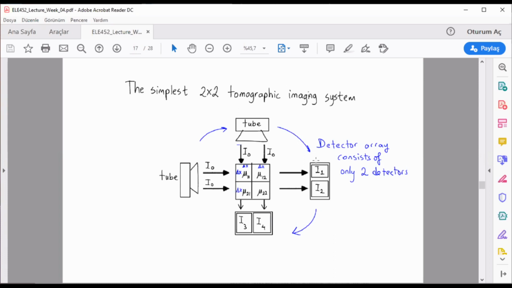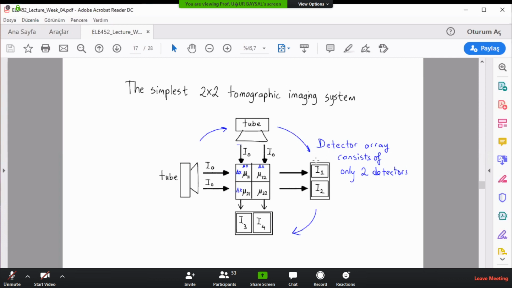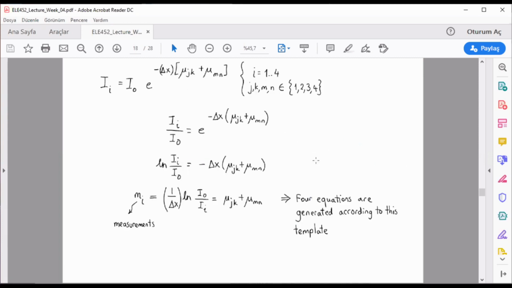Since we have 4 unknowns, we have to repeat this experiment at another angle to have at least 2 more equations, which is from the top to the bottom. We obtain I3 and I4. So that's enough for us, theoretically and mathematically, to solve that system of equations. But in practice, due to electronic and other physical noises, the number of measurements is always more than the number of unknowns, in order to maximize the signal to noise ratio. Nevertheless, let's focus on our very simple case.